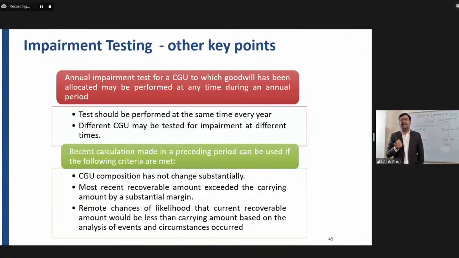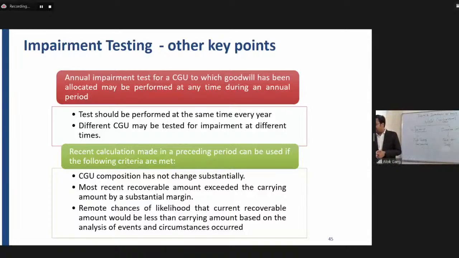Okay, for example, the carrying value was 100 crores and the recoverable amount was 150 crores at that point of time. And if we compare the current economic condition with last year's situation, the economic condition or the business situation has not significantly changed. So in this case, the standard says that instead of going for a revised calculation, the management can use an earlier calculation if the earlier calculation was significantly higher than the carrying value in the last period, provided no economic condition has significantly changed. Okay.